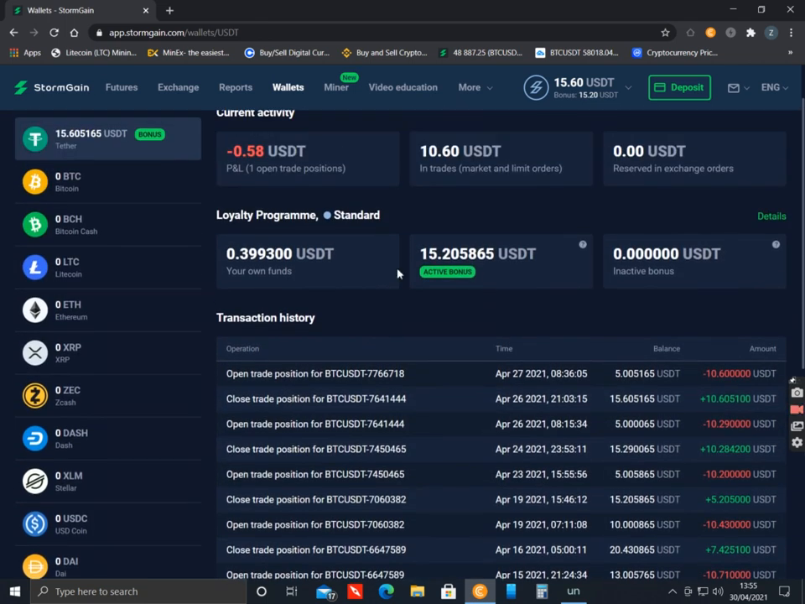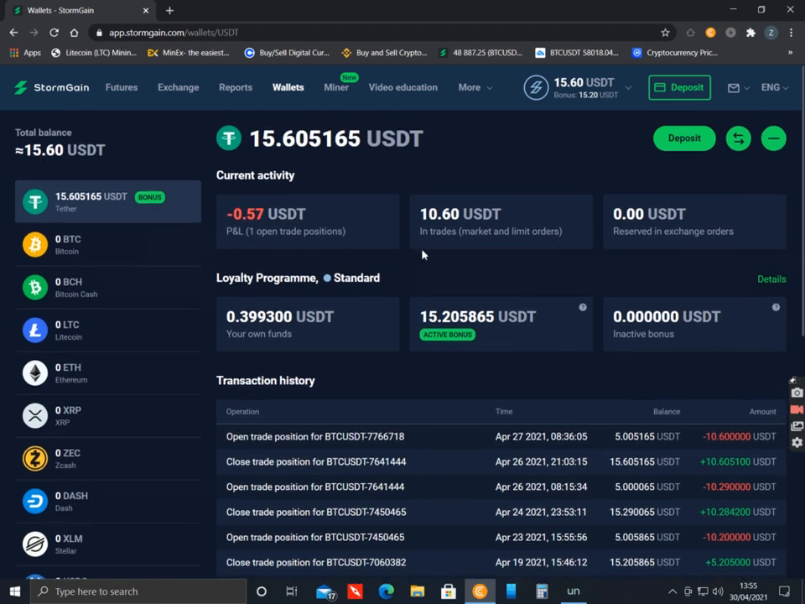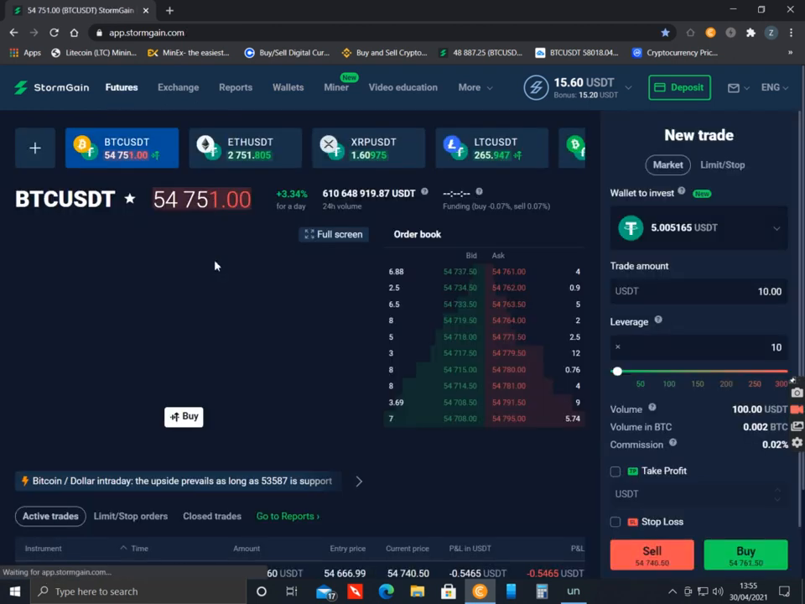We're not doing too bad, I suppose. I think I started off with 10 USDT and I'm currently at 15.6. So we're not doing too bad. I'll just quickly show you guys as well the trade that I am actually currently in.